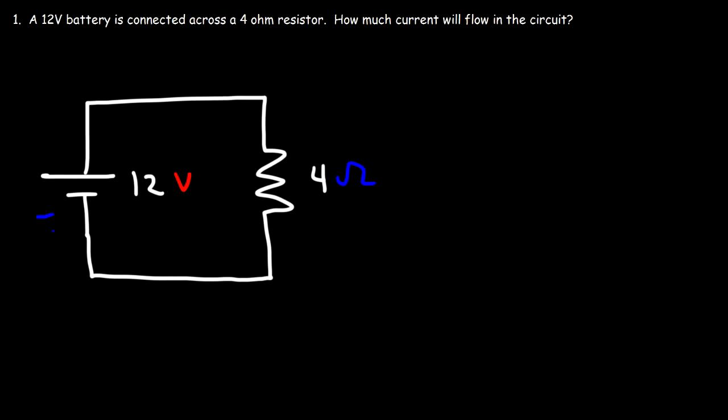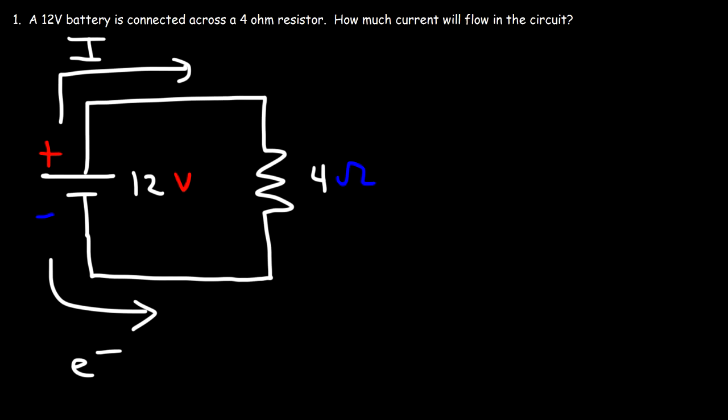Now this is the negative terminal of the battery, and this is the positive terminal. So current will flow from the positive terminal to the negative terminal. But keep in mind, the electrons are flowing in the opposite direction.